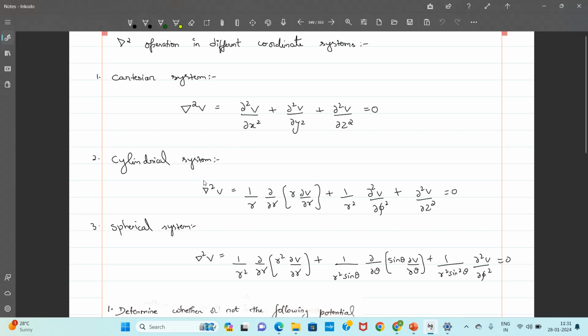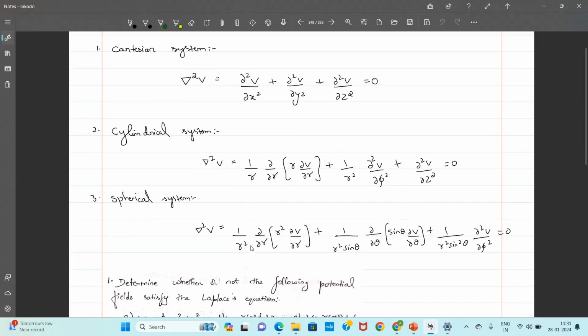Similarly, for the cylindrical system, the equation is this: 1 by r, dou by dou r of r into dou v by dou r, plus 1 by r square, dou square v by dou phi square, plus dou square v by dou z square. And for the spherical system, it is 1 by r square, dou by dou r of r square dou v by dou r, plus 1 by r square sine theta, dou by dou theta of sine theta dou v by dou theta, plus 1 by r square sine square theta, dou square v by dou phi square, equal to 0. So these are the equations for different coordinate systems. When a problem is given, you have to check which coordinate system it belongs to, and use that equation to solve the problem.